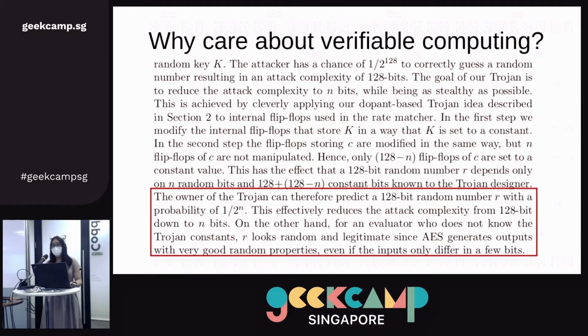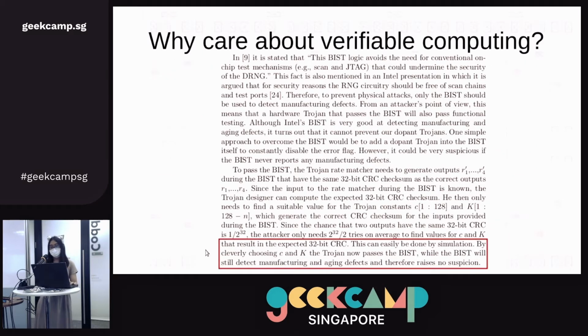And as the paper has already shown, by choosing how the attacker sets their constants in the random number generator, we can also defeat Intel's built-in self-test. While the built-in self-test still works to detect manufacturing defects and so on, it cannot detect that the Trojan actually exists. You have no idea that it's there, unless you know that that's exactly what you're looking for.